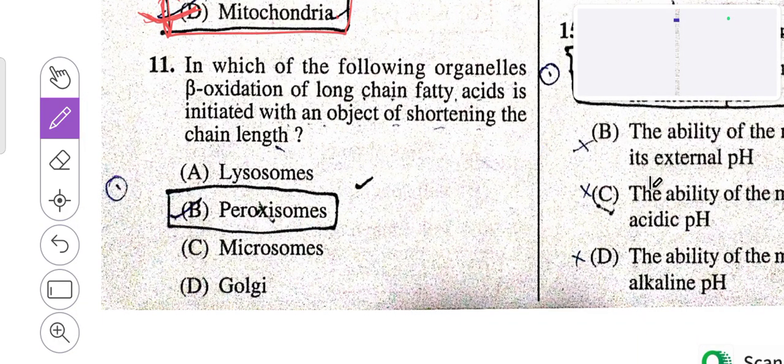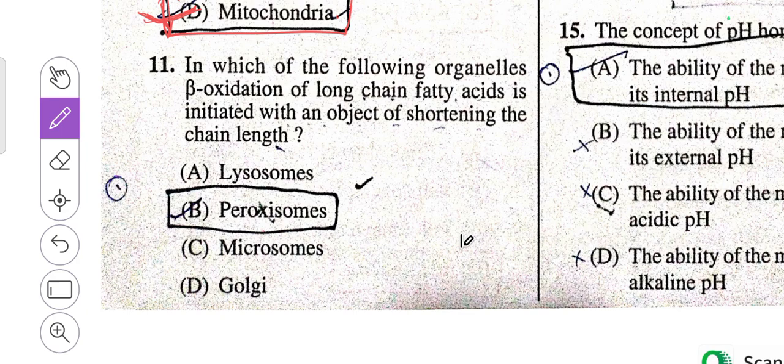Then 11th question. So 11th question, in which of the following organelles beta oxidation of long chain fatty acids is initiated with an object of shortening the chain length? So this beta oxidation of long fatty acid, it usually takes place in the special cell organelle, that is peroxisome. So in this peroxisome, the beta oxidation takes place. In case of prokaryotes, in the cytosol, whereas in case of the eukaryotes, the mitochondria it takes place. So beta oxidation is one of the catabolic process where acetyl CoA will enter into a citric acid cycle. So B is the right answer.